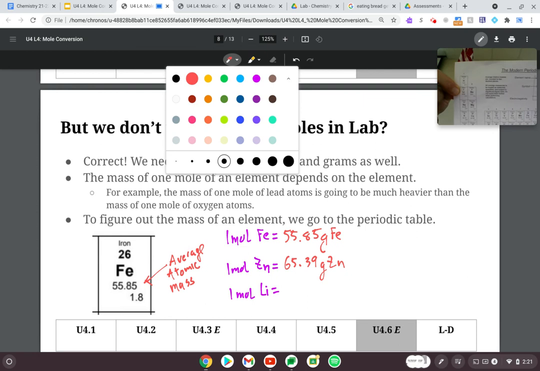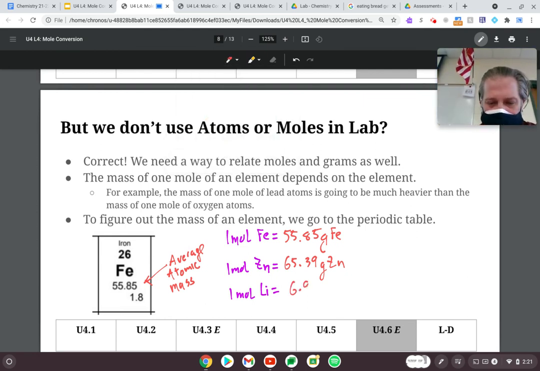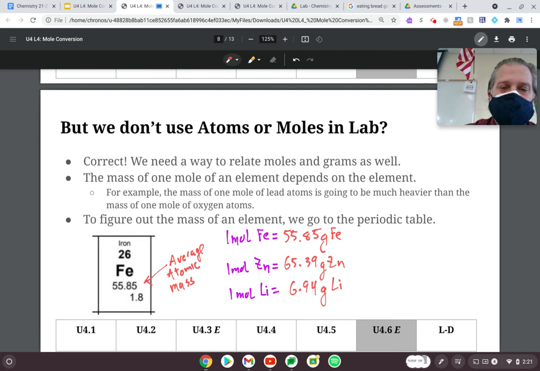You would locate lithium. You would identify the mass of lithium to be something like 6.94 grams of lithium. What I'm trying to make the point here is that different atoms or different elements have different average atomic masses, but they all have the same value in terms of a mole.